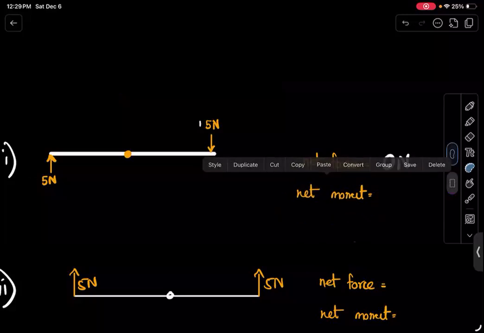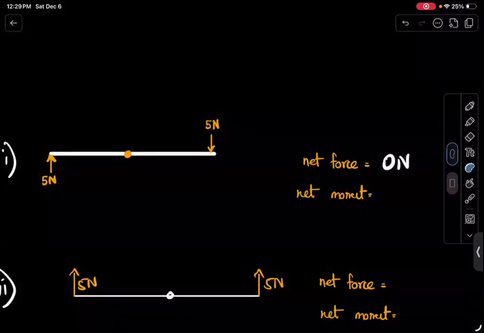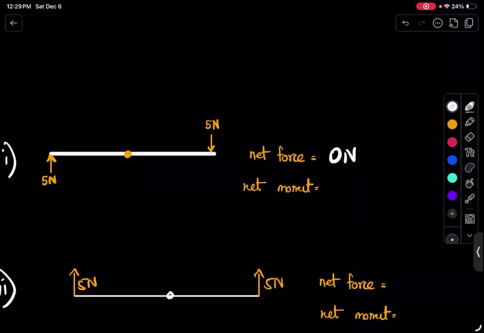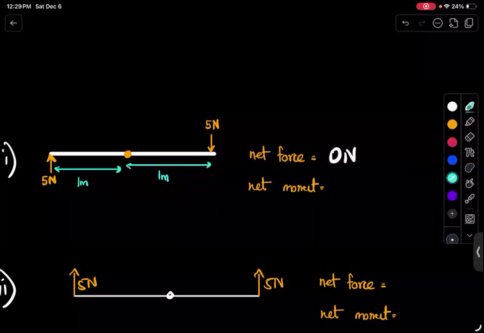What about the net moment? What do you think? The net moment would also be zero. Okay. For example, this is the distance from the pivot, 1 meter, and this is also 1 meter. Oh wait, no, no, net moment is not zero. Think about it. Would it turn? Yes, it would. What about you, Bia? Would it turn?